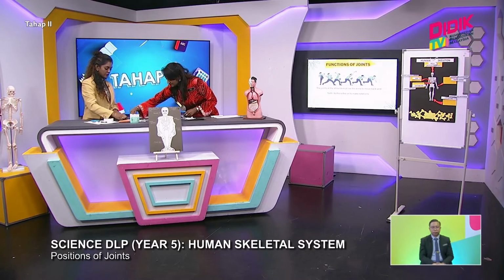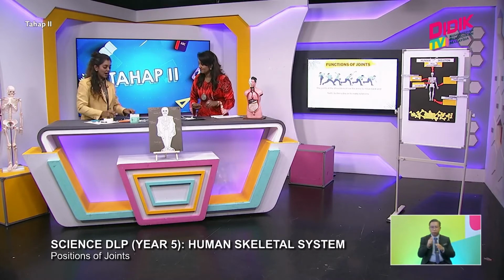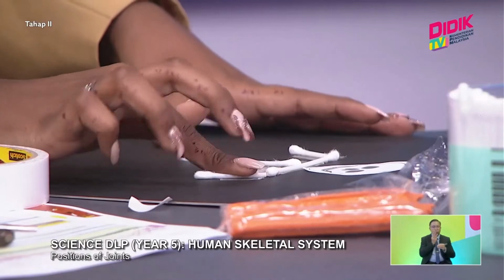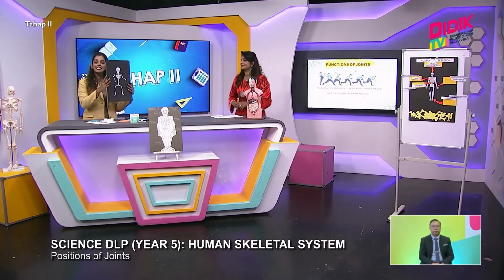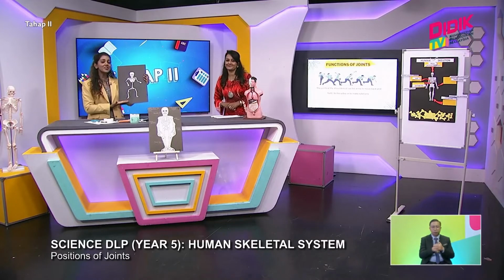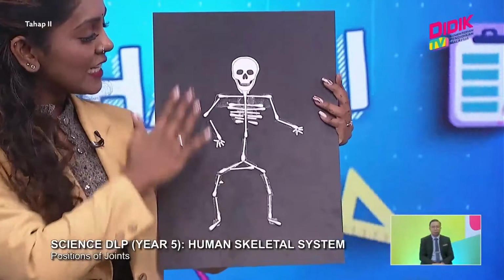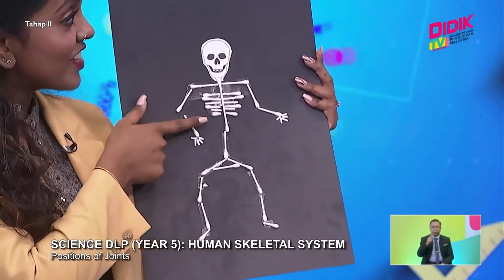Right. So I think I'm going to show the final product, how it actually looks when we do this skeleton. So the final product of the skeleton, and this is how it looks. Yes. So this is the skeleton, and the cotton buds is the rib cage, right, teacher?